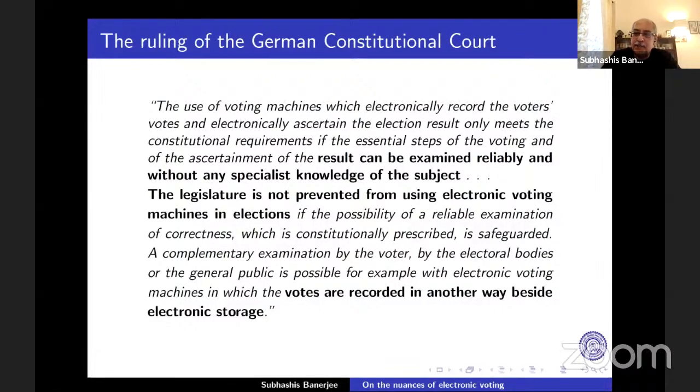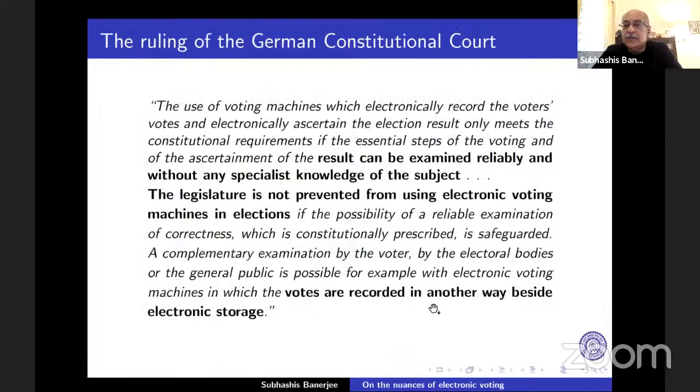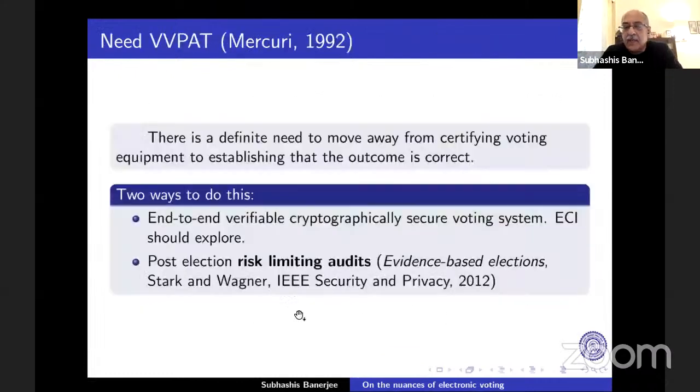Computer scientists have more or less backed off a little bit. So what to do then? Then you need VVPATs, voter verified paper audit trail. I think the German Constitutional Court pretty much said that votes must be recorded in another way. And I think Rebecca Mercury, the same person who proved that an EVM cannot be proved correct, in her same PhD thesis recommended, and actually made a very strong statement. She said it's impossible to conduct elections without a voter verified paper audit trail.